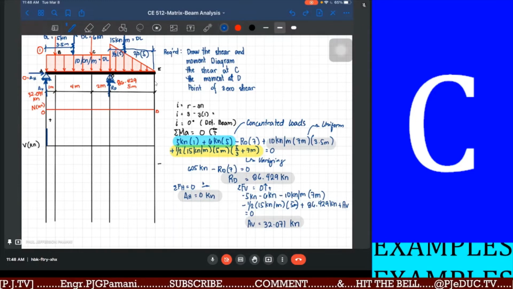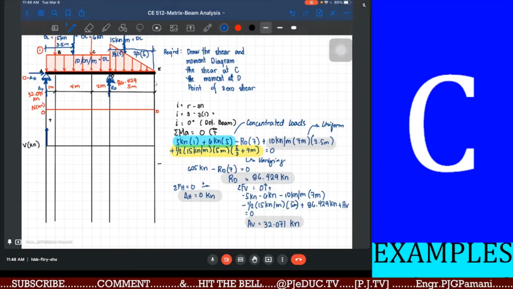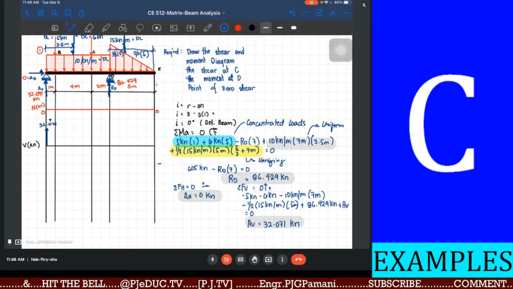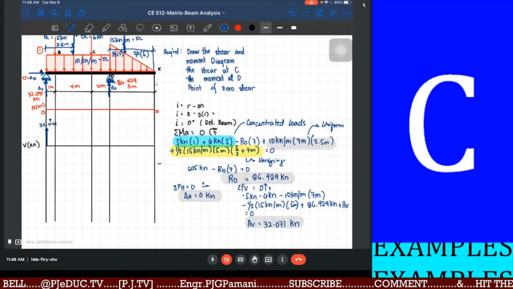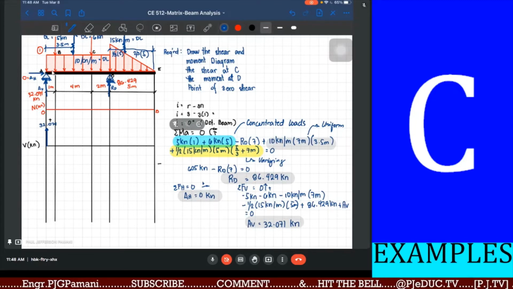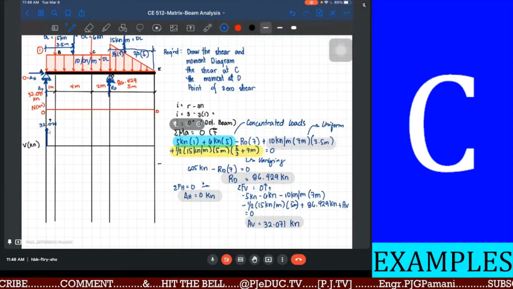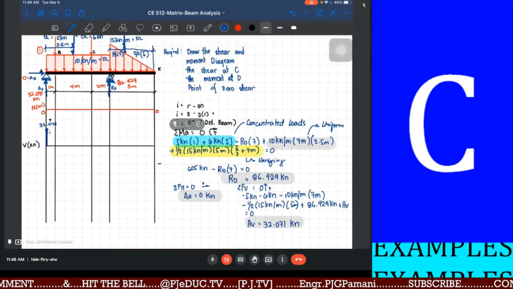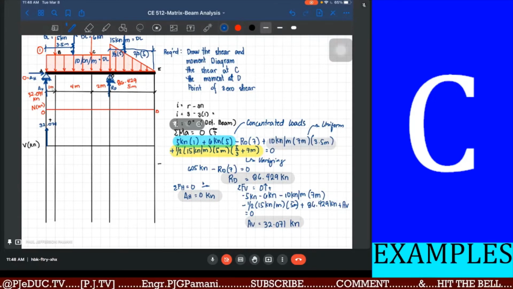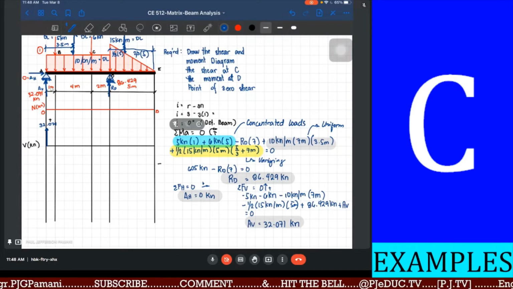Let's just say at that point that is already 32.071 kilonewton. Okay? Then note at a 1 meter distance there is already a uniform load of 10 kilonewton. How are we going to do that? From 32.071 minus the area of the uniform load within 1 meter. So that is 10 kilonewton per meter times 1.